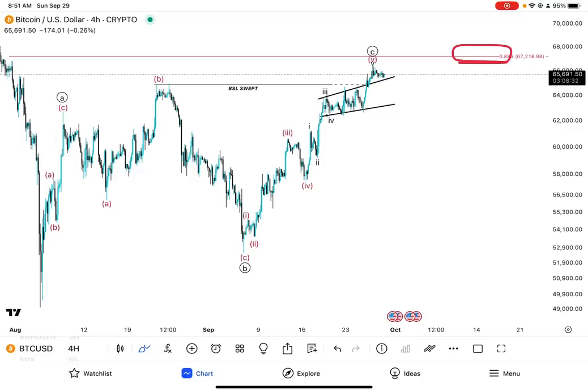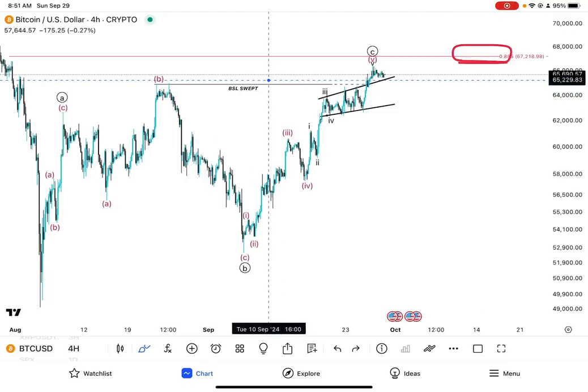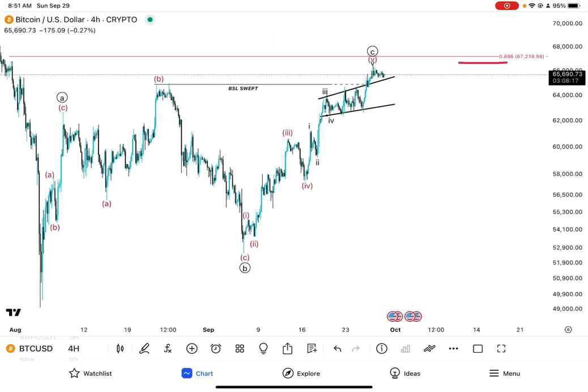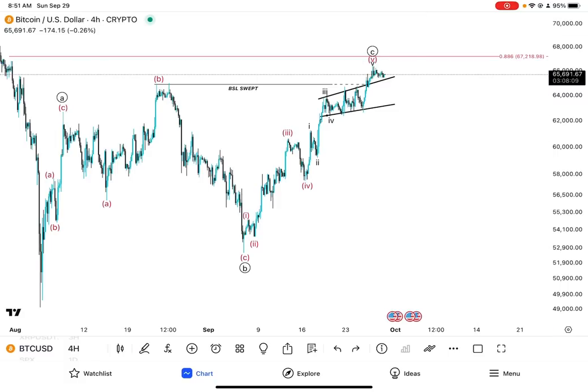We're advancing towards resistance on declining volume, negative divergence, and we've also swept our buy side liquidity, and we're still below the 88.6% fib at 67,218. So as long as we're below 67,218 on the daily time frame, then it's likely we're going to see a little bit of a throwback.